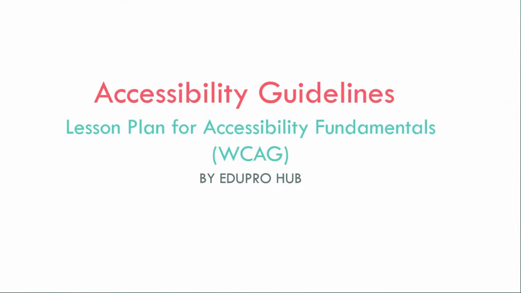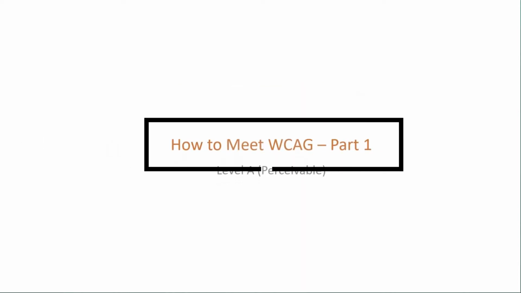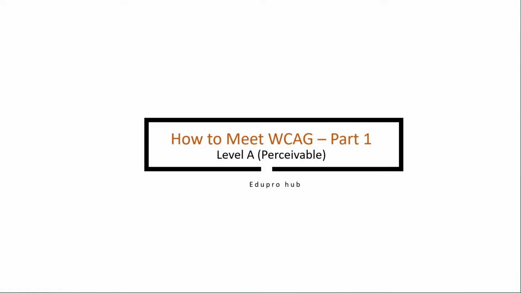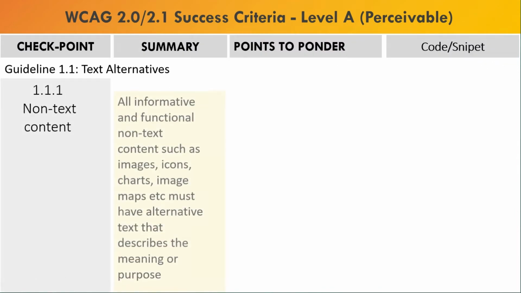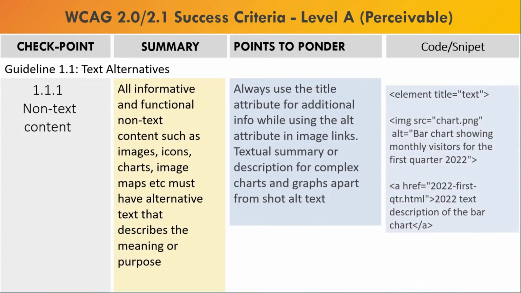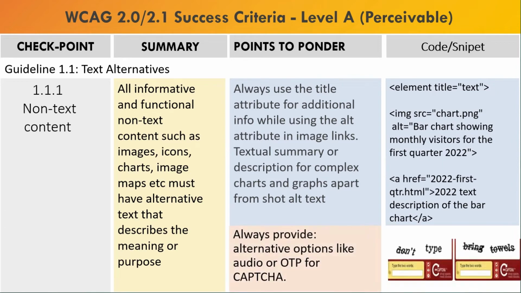Accessibility Guidelines. Lesson Plan for Accessibility Fundamentals, WCAG. By Edupro Hub. How to meet WCAG, Part 1. Level A Perceivable. WCAG 2.0 and 2.1 Success Criteria, Level A Perceivable Checkpoint, Summary, Points to Ponder, Code/Snippet.